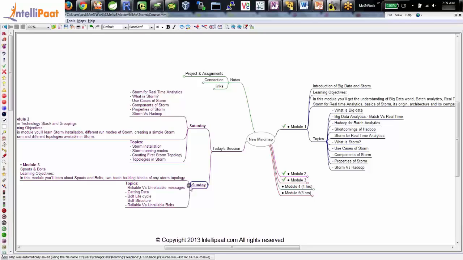First of all, Storm for real-time analytics. What is Storm? Use cases of Storm, components of Storm, properties of Storm, and Storm versus Hadoop.